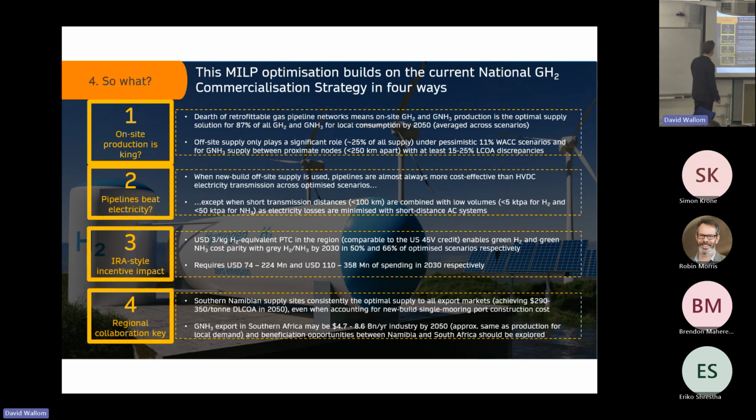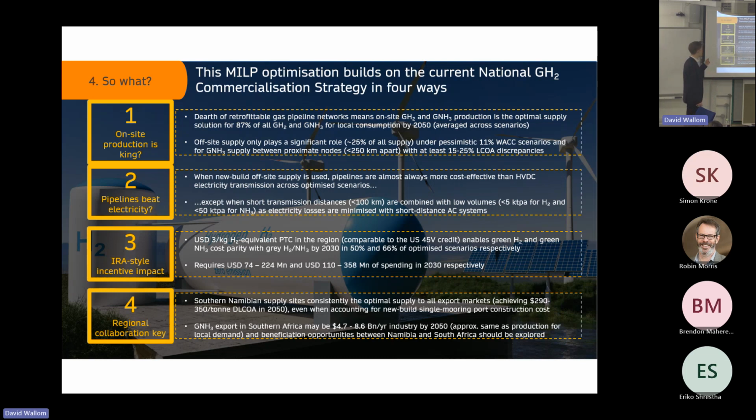The second key takeaway is that pipelines beat electricity. So when you do need to move energy over longer distances, in the South African case, pipelines are almost always more cost effective than your high voltage DC transmission across the optimized scenarios here. However, there are, of course, exceptions to that. As I mentioned, generally when you have short transmission distances, under 100 kilometers, combined with low volumes, so under 5 kilotons per annum for green hydrogen, under 50 kilotons per annum for green ammonia.